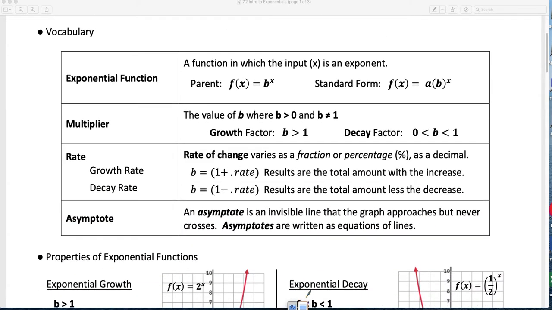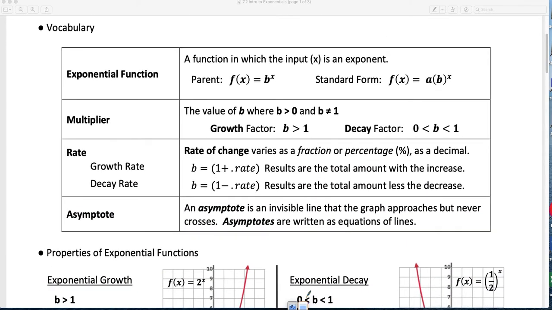Since we are starting a new function, we've got vocabulary. I've got an exponential function, and I've got it in 2 different forms. Unlike linear, there's not 2 different ways to know this equation. When we get to quadratics, you're actually going to have 3 ways, including the parent. All right, exponential function: a function in which the input x is an exponent. So there's the input, which is the exponent.